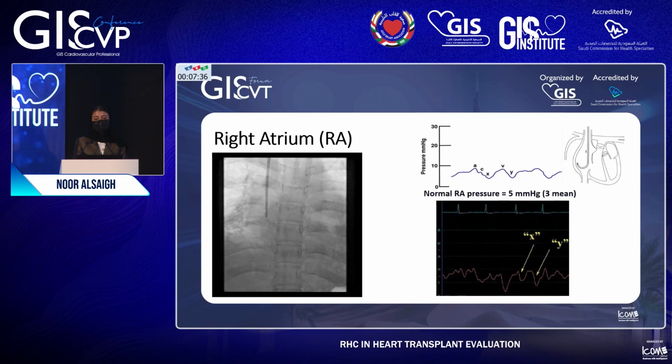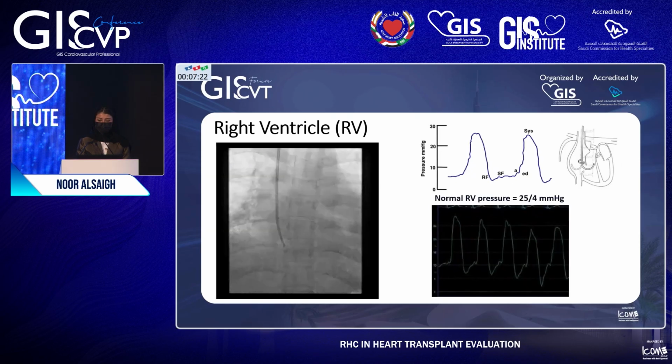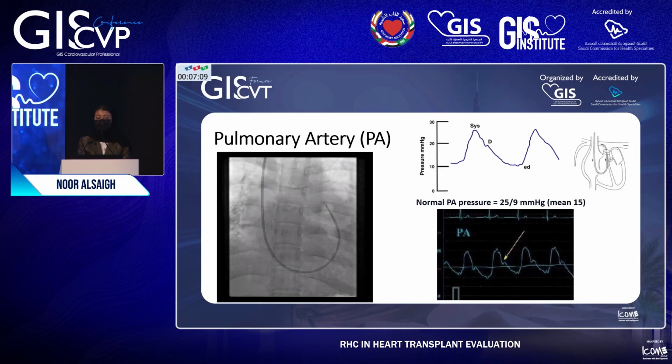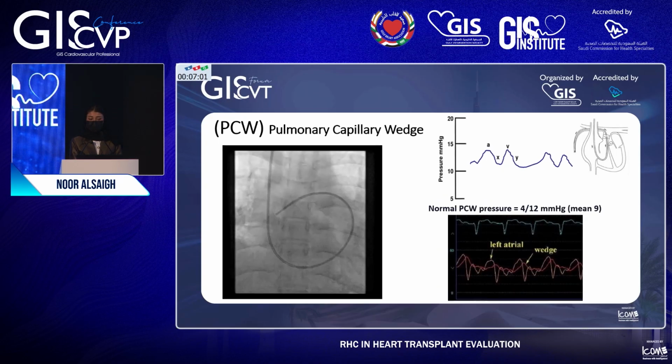Starting from RA, as you can see in the fluoro, this is a Swan-Ganz catheter introduced in the RA, and on the left side is the waveform of RA. The normal RA pressure is approximately 5, with a mean of 3. Moving forward to RV, we advance the catheter into the RV. This waveform will appear in the hemodynamic screen, and the normal RV pressure is approximately 25/4. Then we go to PA pressure, and we see this waveform. The normal PA pressure is around 25/9, mean of 15.